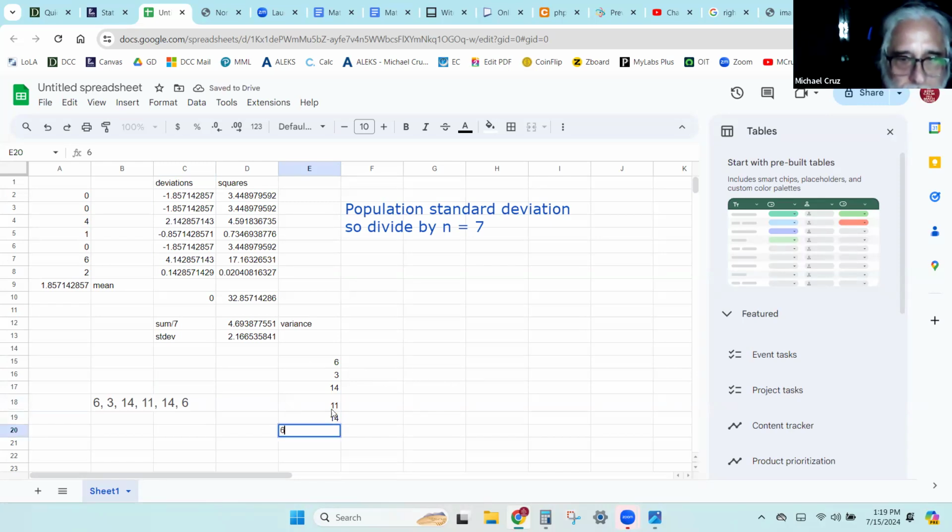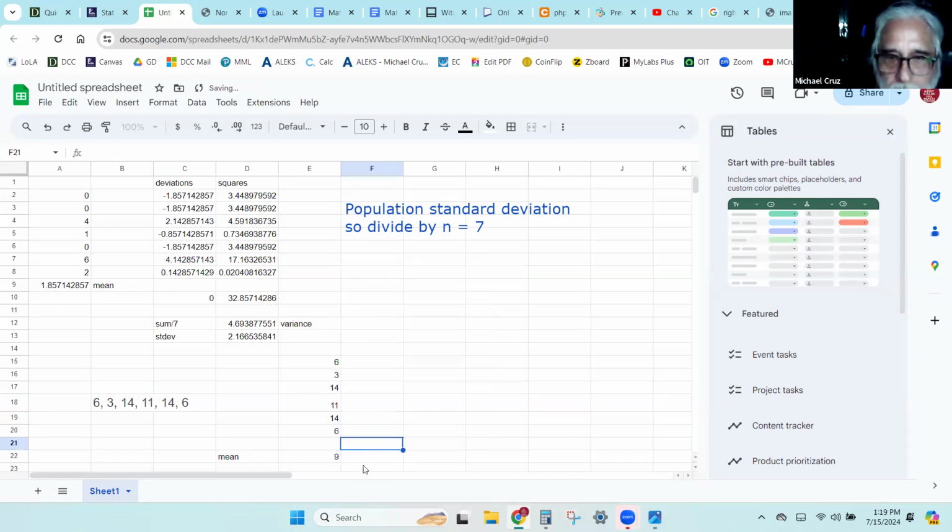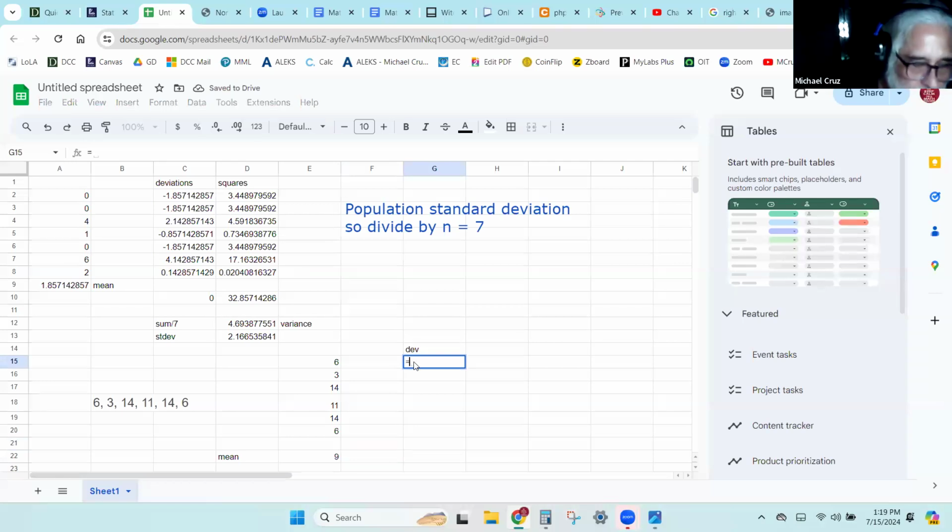So 6, 3, 14, 11, and 6. All right. So let's say the mean is 9. So this is the deviation. I feel more confident about this one. But I want to go back through it.